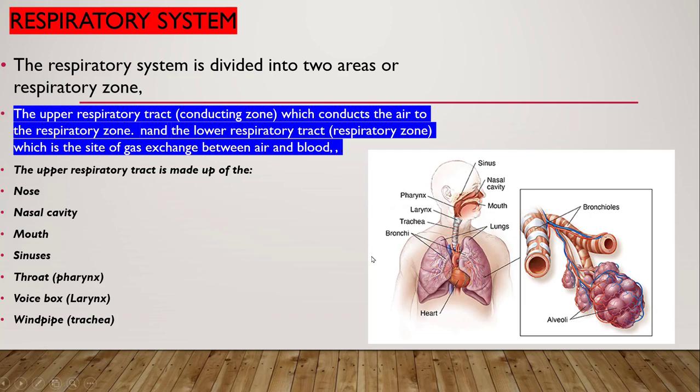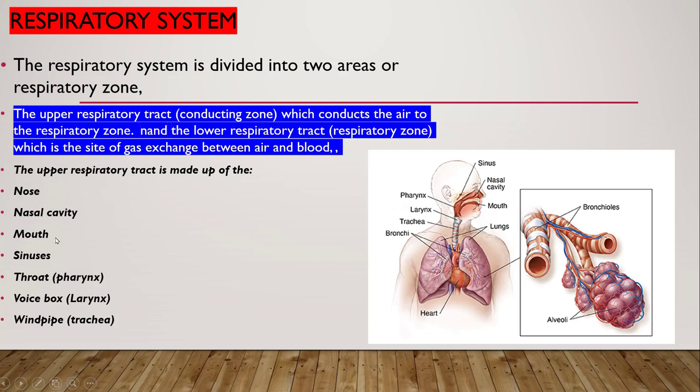system. The respiratory system is divided into two areas or zones. The upper respiratory tract, which is also called the conducting zone, conducts the air to the respiratory zone, and the lower respiratory tract, which is called the respiratory zone, is the site of gas exchange between air and blood.